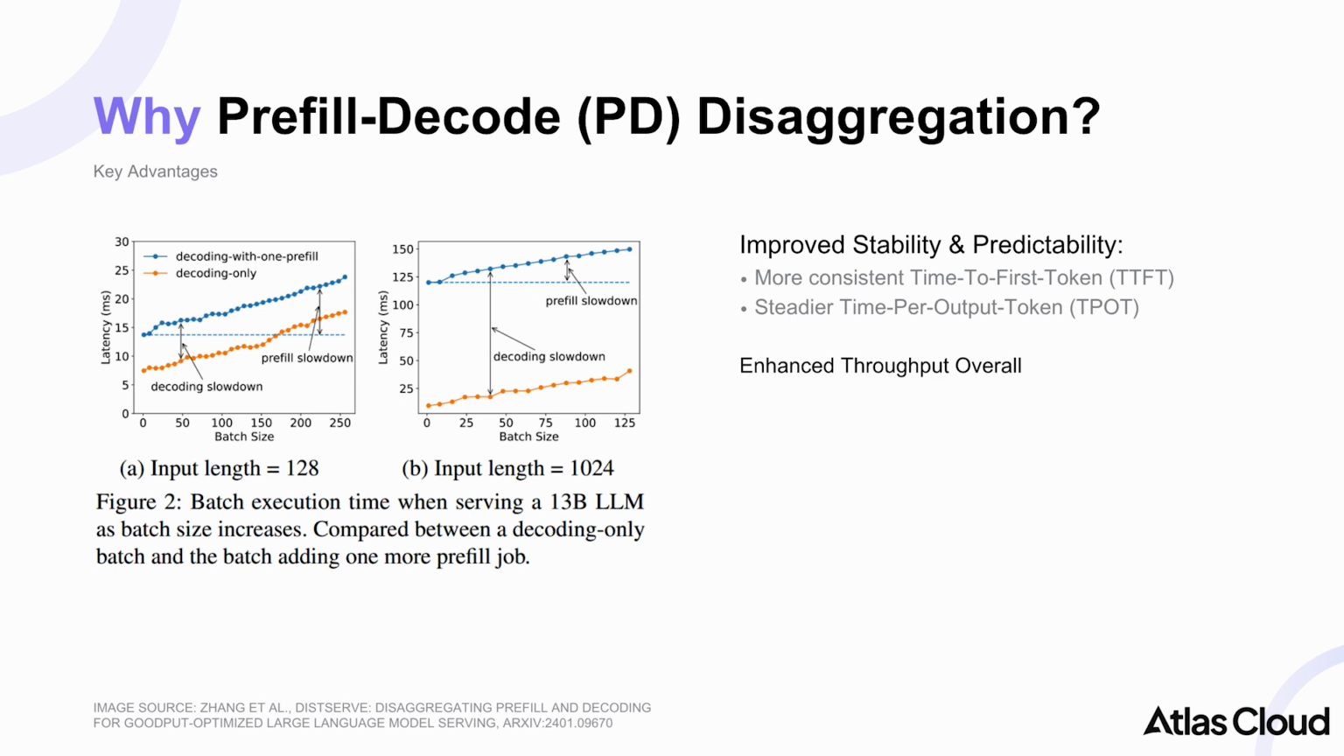Separating prefill and decode operations not only improves TPOT, but also significantly enhances time to first token, or TTFT. Running these independently improves output speed with greater consistency for the end user. By eliminating interference between each phase, we greatly improve overall throughput, a core goal for enhancing both system efficiency and the user experience.